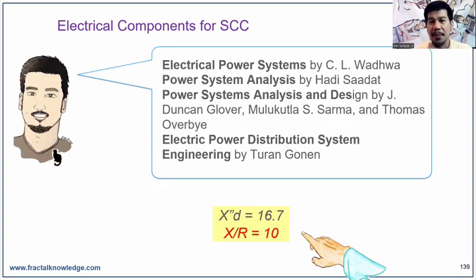For further reading, please read the following references. The rule of thumb gives us the nearest amount of fault contributed by a lump load. Electrical Power System by Wadhwa. Power System Analysis by Hadi Saadat. Power System Analysis and Design by J. Duncan Glover, Mulukutla S. Sarma, and Thomas Overbye. Electric Power Distribution System Engineering by Turan Gonen. All those books will point to the use of subtransient reactance X''d equal to 16.7% and X/R equal to 10.